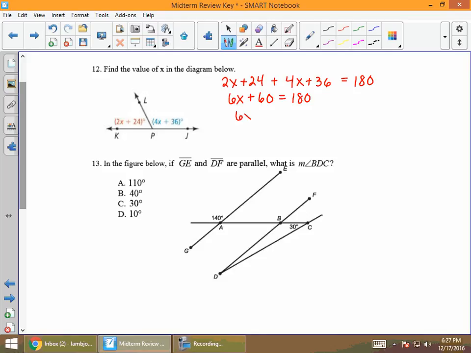Subtract 60. So 6x is equal to 120. Divide by 6, and x is equal to 20. It just says find the value of x, so I can stop once I find x.